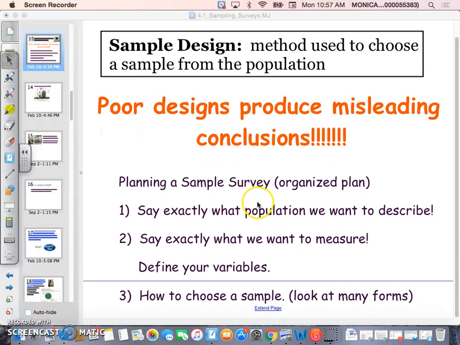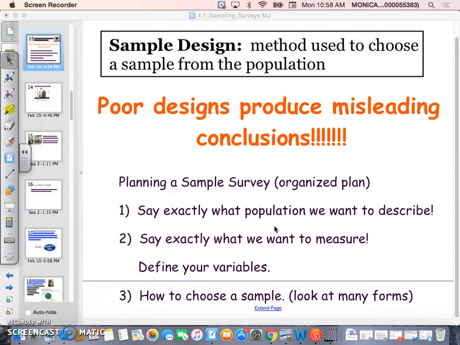It's just an organized plan. First, you want to say exactly what population you want to describe. So for example, we might want to get the opinions of students at Fulton High School. That would be our population. Or we might want to know what the adults that work at the hospital across the street think. That would be our population.